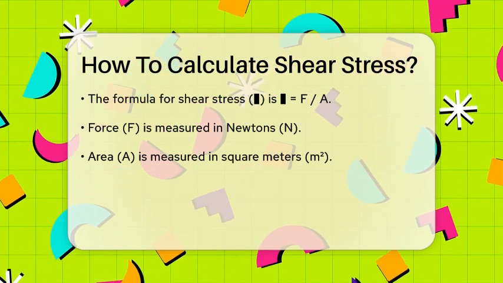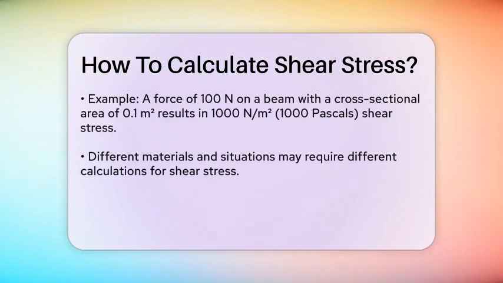Now, this formula works for many types of materials and situations. However, there are some special cases. For instance, when dealing with fluids, the shear stress is calculated differently. It involves the viscosity of the fluid, mu, the velocity of the fluid, u, and the height above the boundary, y. The formula here is tau is equal to mu times u/y.